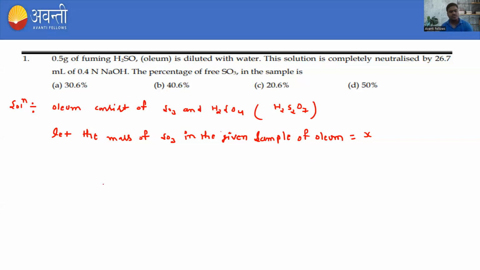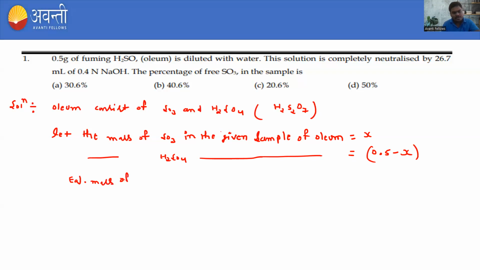Okay. Now, what is the mass of H2SO4 in the given sample? Because oleum consists of only two things, that is SO3 and H2SO4. So if the mass of SO3 is x, then definitely the mass of H2SO4 is going to be 0.5 minus x, right? ये सबको समझ आया? Because the total mass is 0.5 and the total mass consists of only two things, SO3 and H2SO4. So the mass of SO3 will be x, then the mass of H2SO4 is nothing but 0.5 minus x.